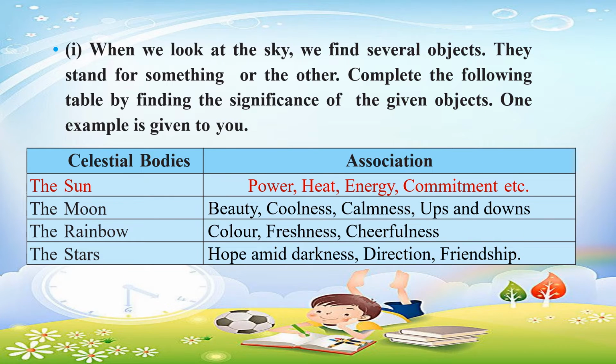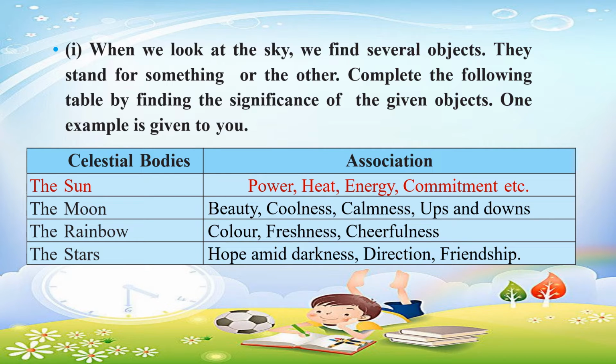When we look at the sky, we find several objects. They stand for something or the other. Complete the following table by finding the significance of the given objects. One example is given to you. The example of the sun is given and we have to write the importance of the moon, the rainbow and the stars. Celestial bodies means the bodies that we find in the space.